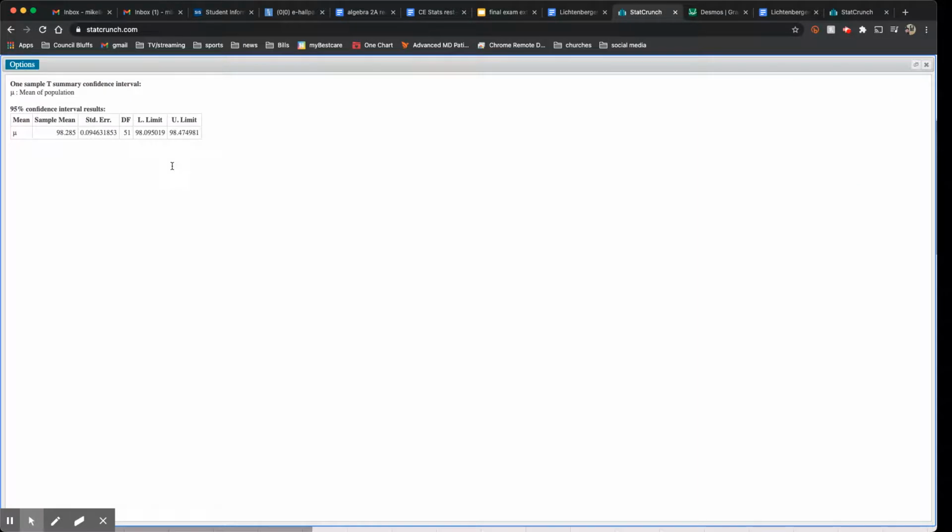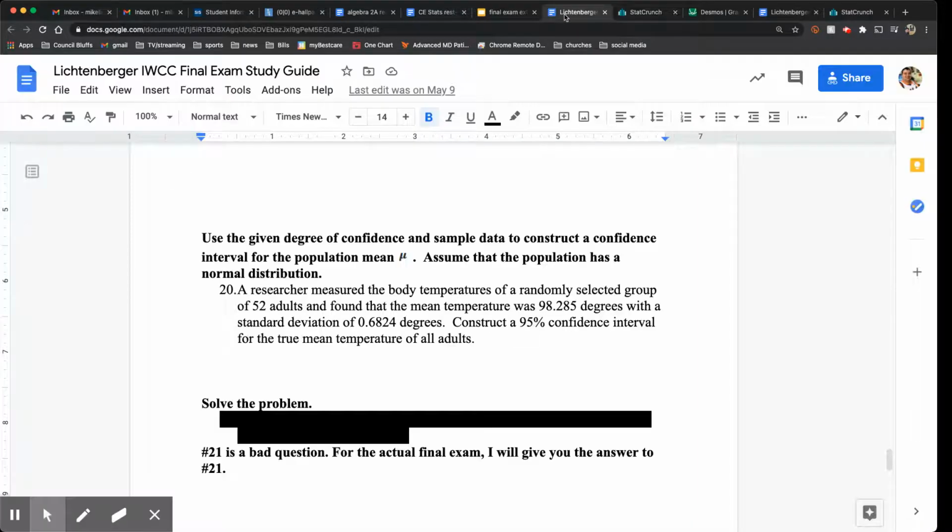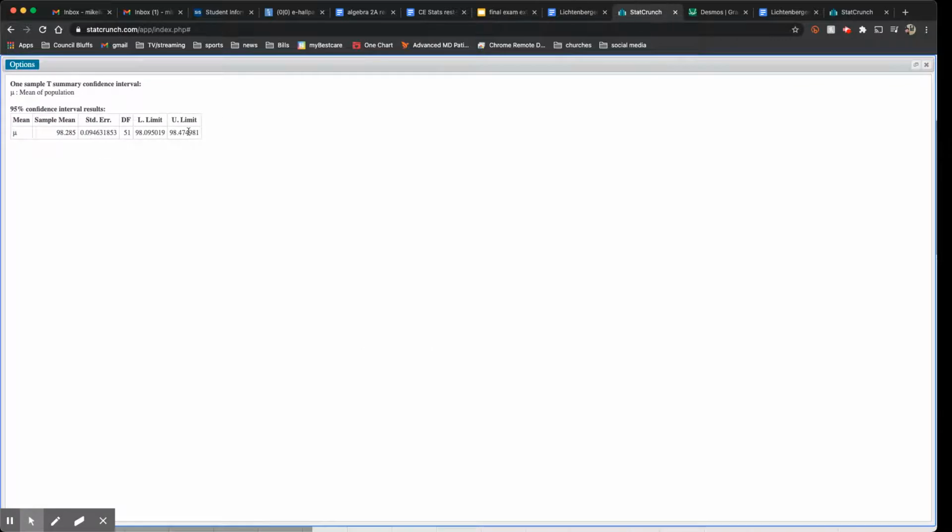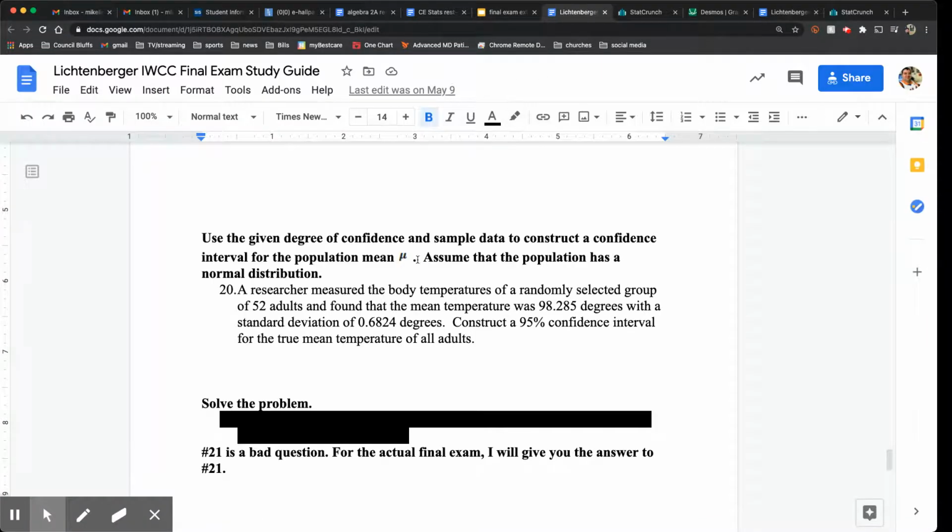There's our answer. So does it say to round? I'm going to say let's round to 1 decimal place. So the lower limit will be 98.1 degrees. And then the upper limit will be 98.5 degrees. So 98.1 to 98.5 degrees. That would be my answer for number 20. Okay.